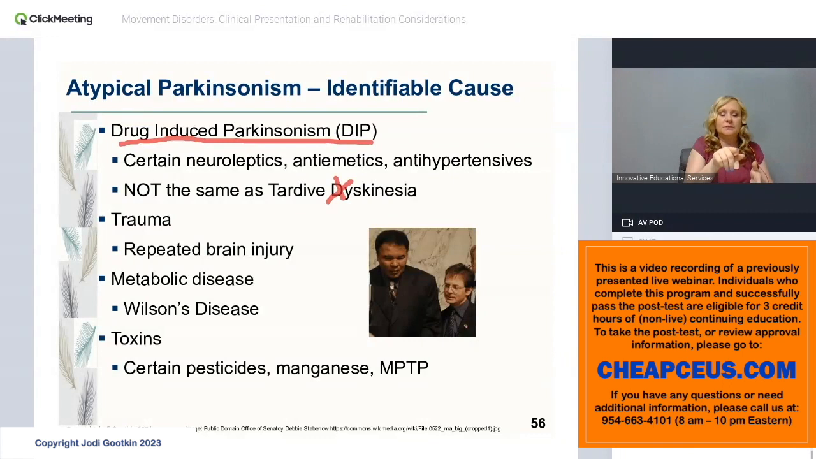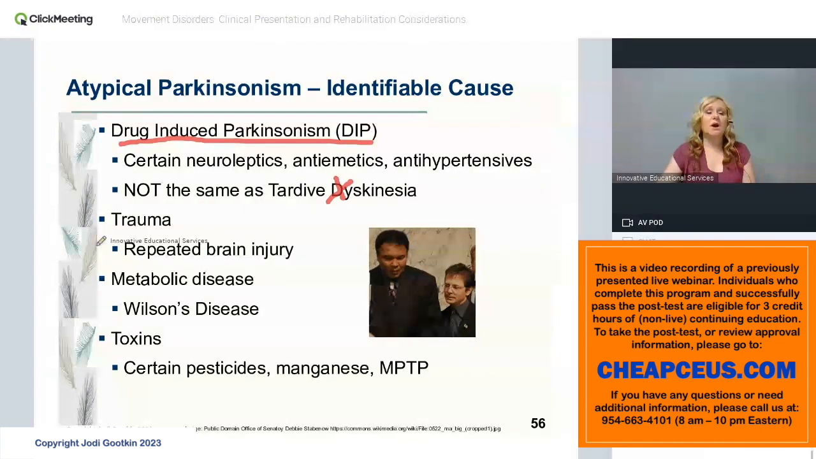Atypical Parkinsonism from medications is where the individual develops that kind of slowing of things, that rigidity, bradykinesia, smallness of their movement, because of a side effect of a medication they're on. And the plus side, if they are taken off the medication, that symptom should go away.